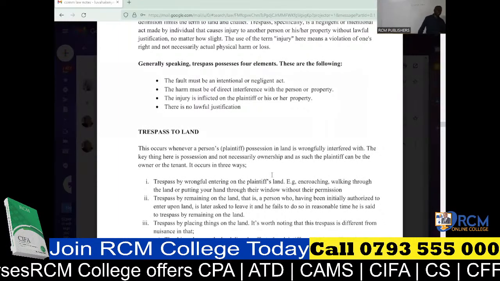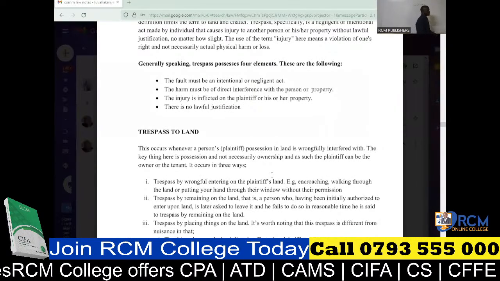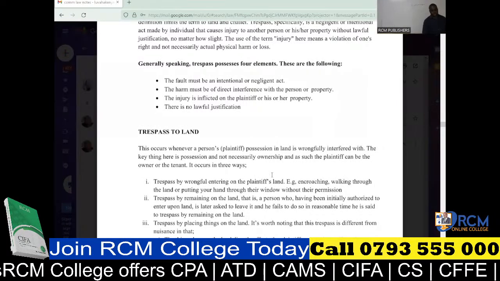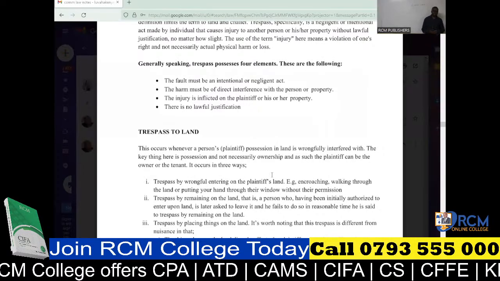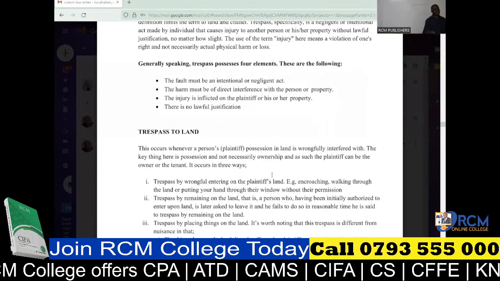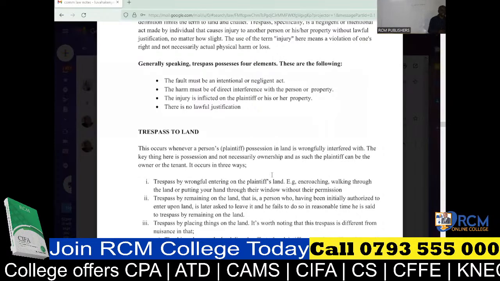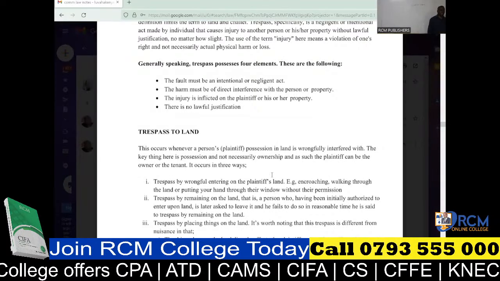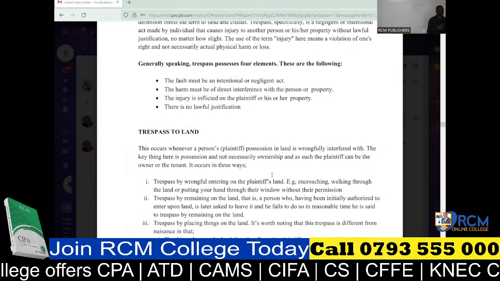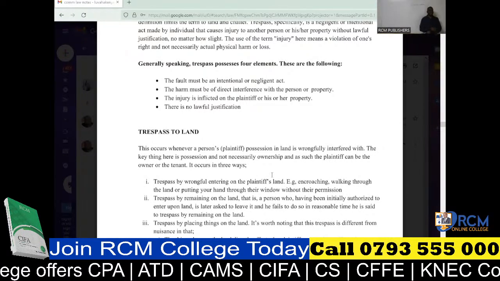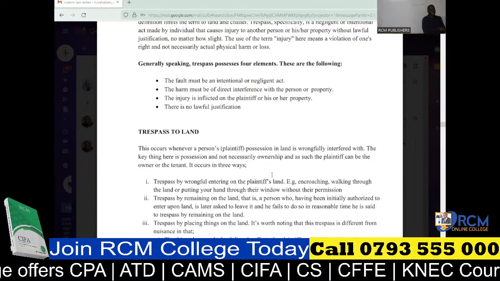trespass to land. And in this case, when you talk about land under law, we mean the land itself and anything that is annexed or attached to land. For example, buildings will still be categorized as land. So unauthorized access to your apartment can still be categorized under trespass to land. In law, by land we mean land itself and anything annexed to land, such as buildings. They form a component of land under law.